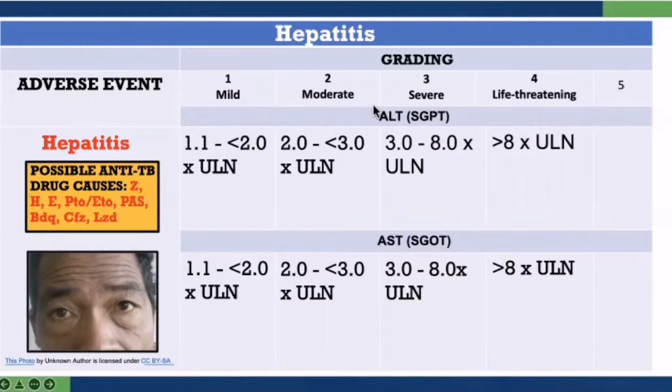So if your liver function test is more than 8 times the upper limit normal, that could be considered already as life-threatening. So remember the drugs pyrazinamide, isoniazid, ethambutol, your prothionamide, your para-aminosalicylic acid, your BDQ, clofazimine, and linezolid may be the possible anti-TB drugs that will cause hepatitis.